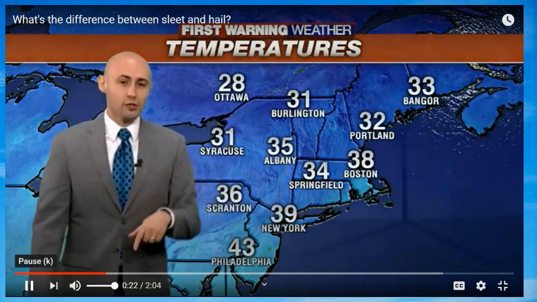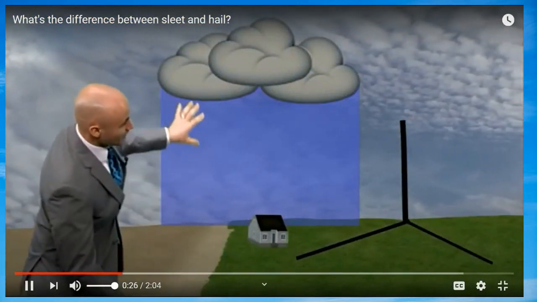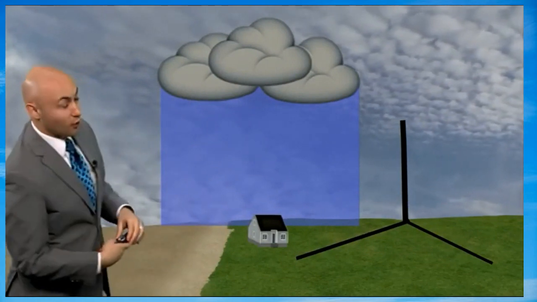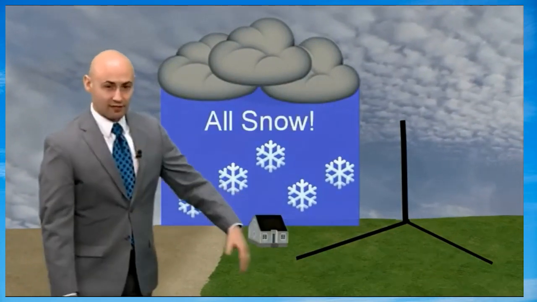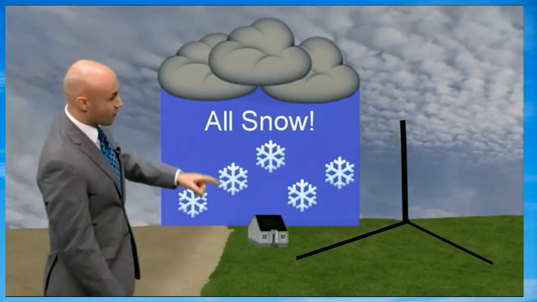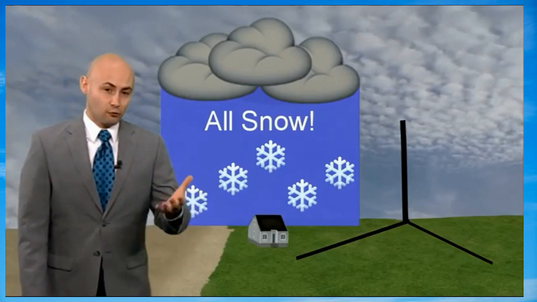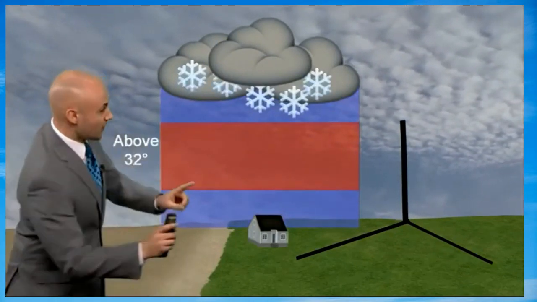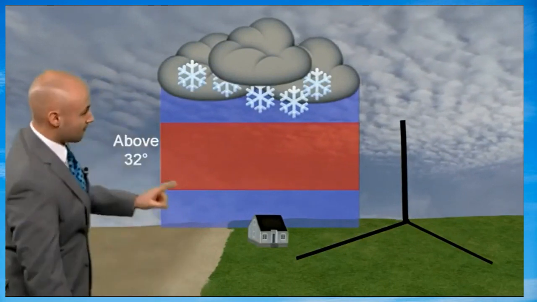Let's find out. Also have to forecast in 3 dimensions. We also have to forecast a column of air. And this blue column, for example, is a column of air all below 32 degrees. So when snow falls, it falls and reaches the ground. That's when we would get accumulations of all snow. So when we forecast 3 to 6 inches of snow, we see that the entire column of air above us is supportive of snowfall.